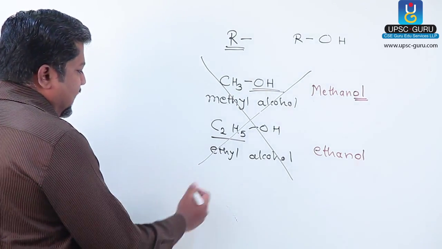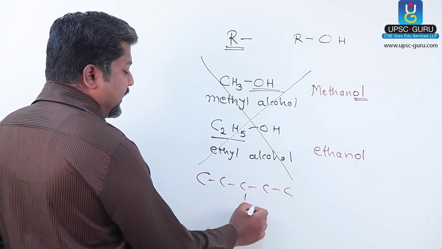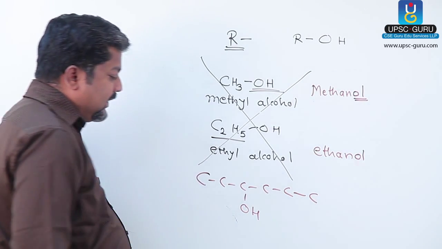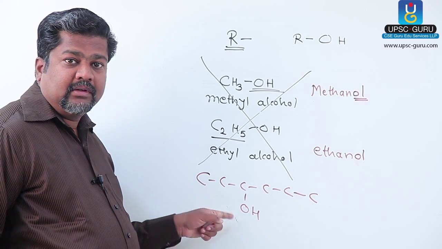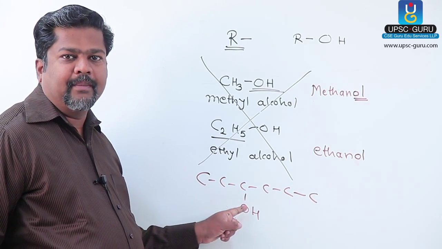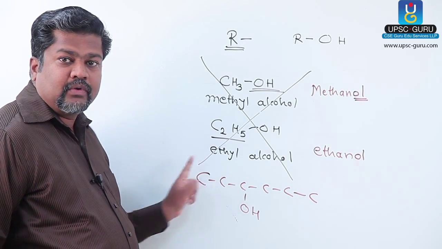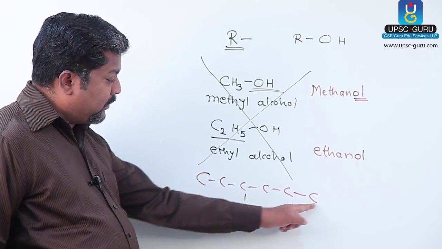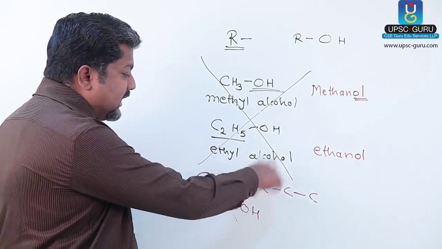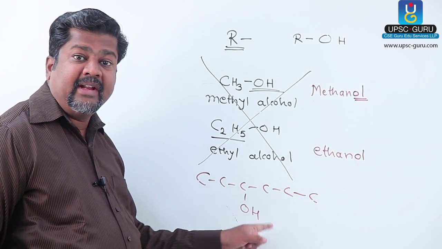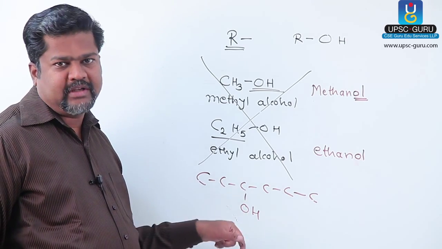Suppose a long chain is there, C, C, C, C, C, C, and the OH group is here. Say I am adding one more C. Then we have to number in such a way that the OH group gets the minimum number. So here 1, 2, 3, and here 1, 2, 3, 4. So the minimum number is 3. Suppose any other chain is there, then we have to select the chain bearing the OH group. That is important, not the longest chain. The longest chain bearing the OH group is important.